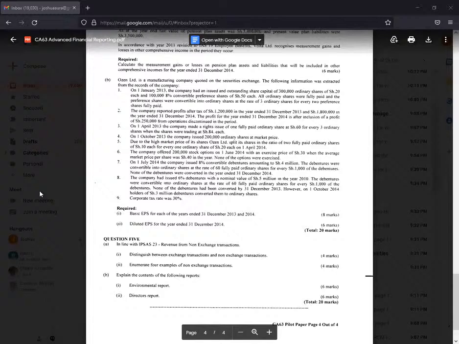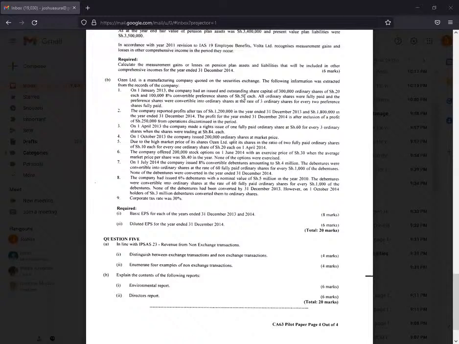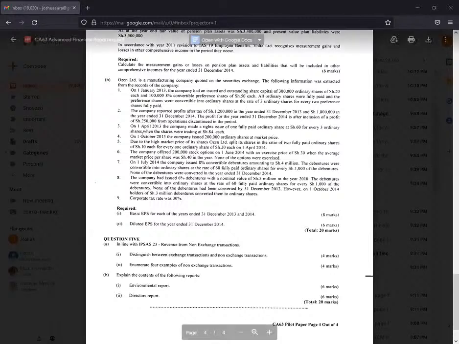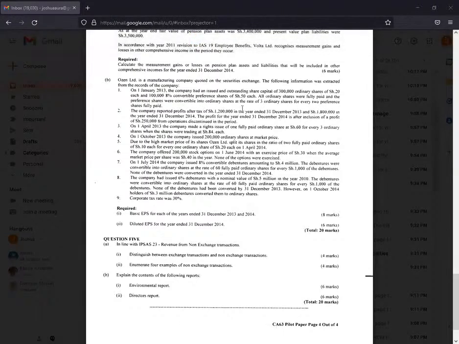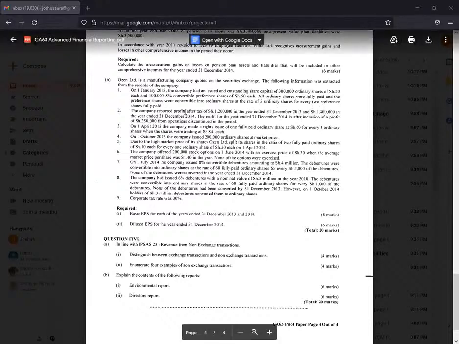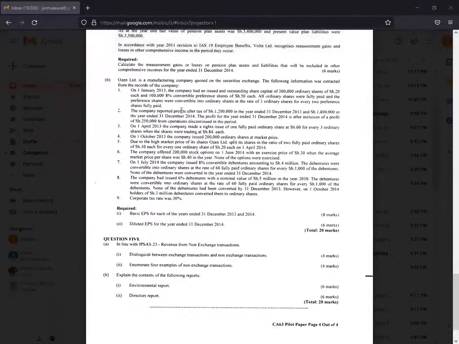On 1st January 2013, the company had issued an outstanding share capital of 300,000 ordinary shares of 20 each and 100,000 8% convertible preference shares of 50 each. All ordinary shares were fully paid and the preference shares were convertible into ordinary shares at the rate of 3 ordinary shares for every 2 preference shares fully paid. But you see, we never converted anything, right? We never converted these preference shares.